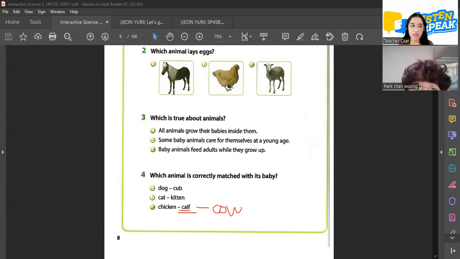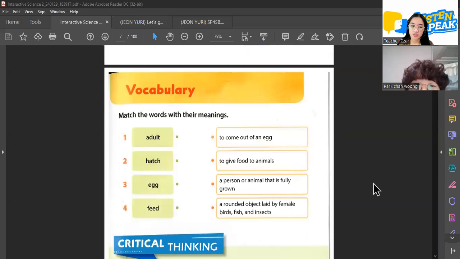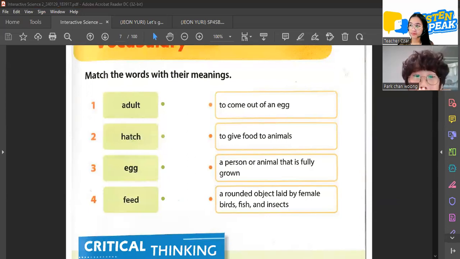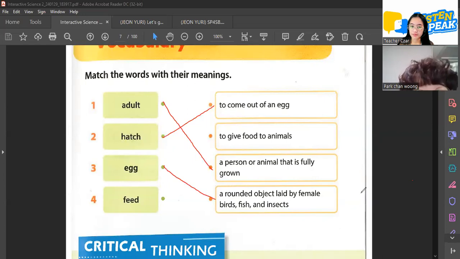Now we will move on to the vocabulary, where you need to match the words with their meanings. Which one is adult, hatch, egg, and feed? Adult: a person or animal that is fully grown. Hatch: to come out of an egg. Egg: a rounded object laid by female birds, fish, and insects. Feed: to give food to an animal. Very good. Thank you for answering this one.